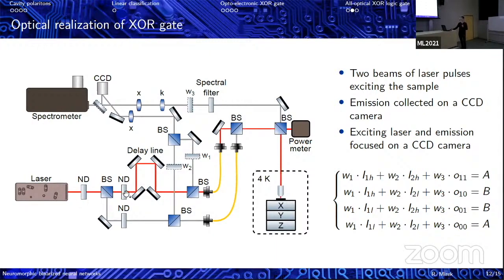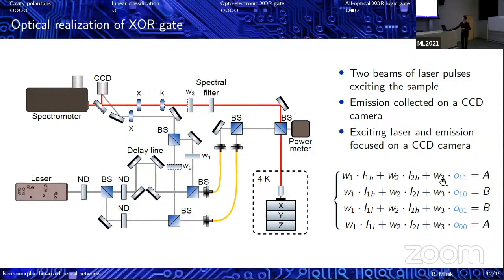So that was the first beam of the laser. We go this way and we excite the sample, which is in here in the cryostat at 4 Kelvin, the liquid helium temperature. And that was the second beam of the laser. So we have pulses which are going this way and that way. Then we collect the emission from the sample, which is going to the CCD camera. And I already marked the outputs in here.